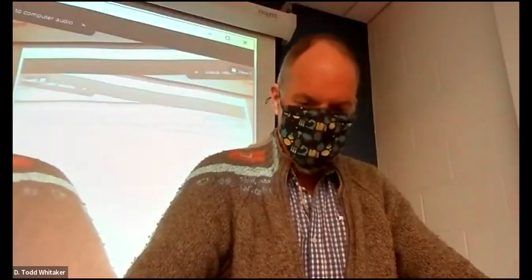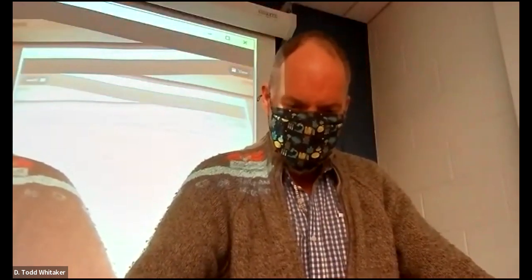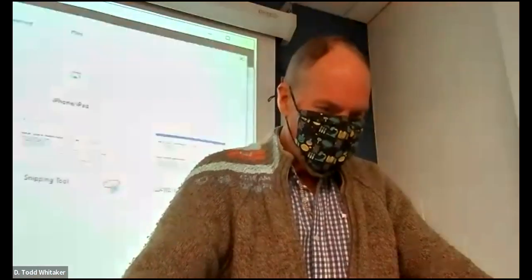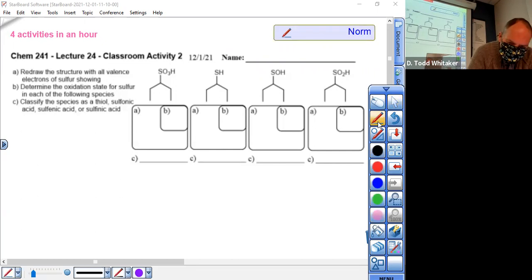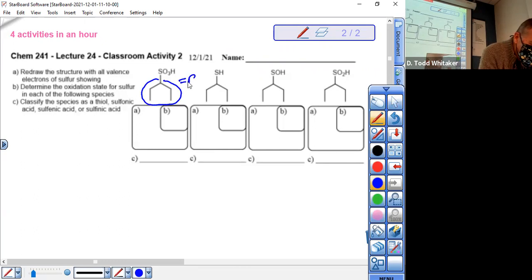All right, we're going to talk about oxidation states of sulfur next. The end of chapter 10 has to do with thiols. So all things sulfur related at the end of chapter 10. And we're supposed to redraw the structure with all valence electrons of sulfur showing. It doesn't say anything about the carbon, so we can make that an R for every example.